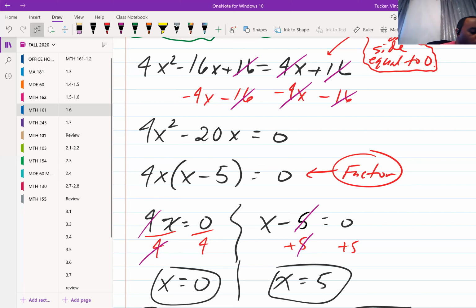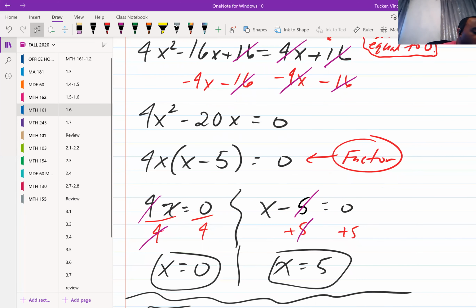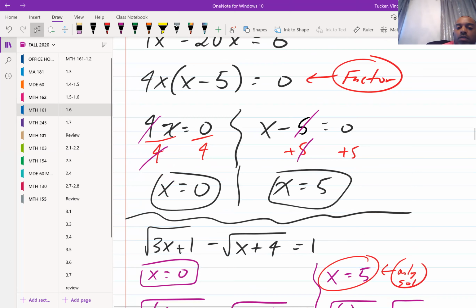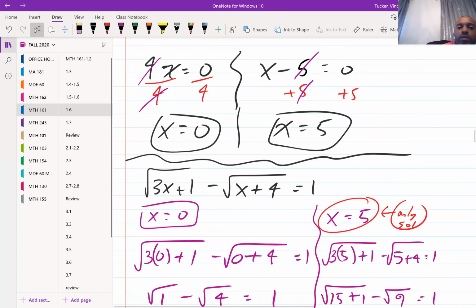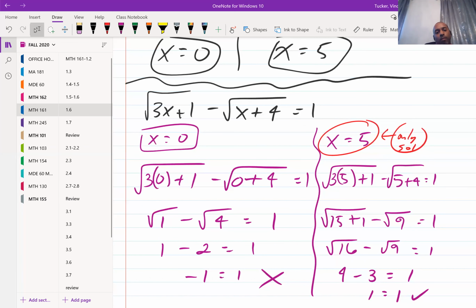All right, any questions before we look at our check? We'll check our solutions. All right. So once again, we're going to go ahead and throw both of those into our original equations. So throwing in 0. There were two spots where x is located in the original equation. So we plug in 0 accordingly.